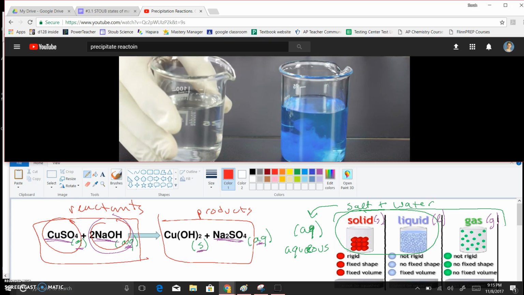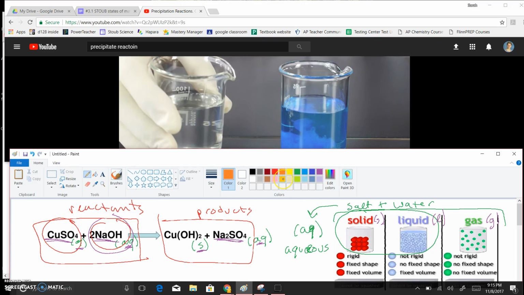You can see that it makes this cloudy bluish stuff. That's actually a solid. It's like a solid kind of goo. Like if you take flour and pour it into water, it makes this gooey kind of stuff down there, but it's solid flour that's now wet with water. That's the copper hydroxide right here, a solid sitting at the bottom. The other stuff that's made is the sodium sulfate, Na2SO4, and that's aqueous.